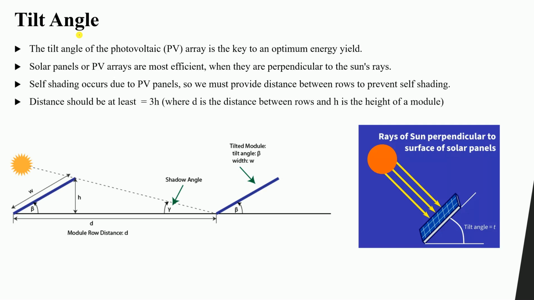We said before in the previous lesson that the distance between the two rows, for each string, should be at least 3W, which is 3 times the width of the panel. This was not correct. The correct answer is that it should be at least 3 times the height of the module.